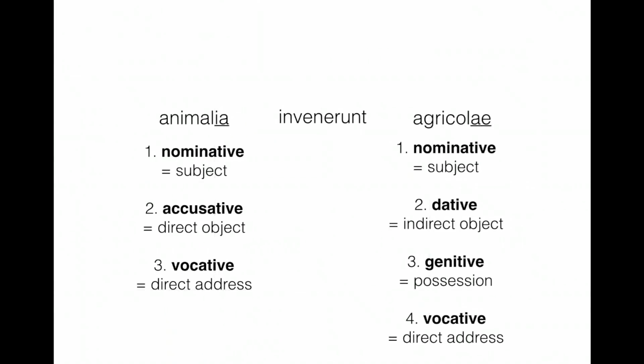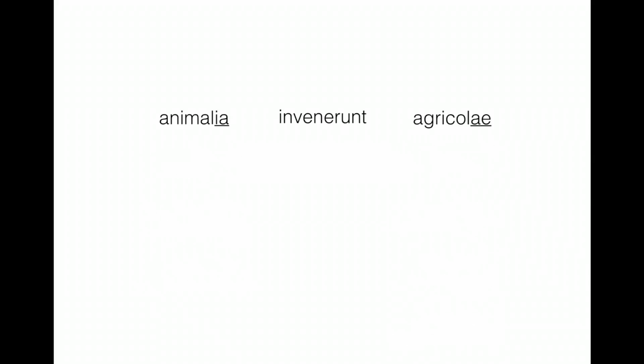As sentences become more complex, the number of possible grammatical combinations multiplies. In fact, agricolae can take on 4 different case combinations, while animalia can take on 3. Similar to solving a constraint satisfaction problem, students must make logical decisions based on the grammatical context and constraints of every word and relationship in the sentence.